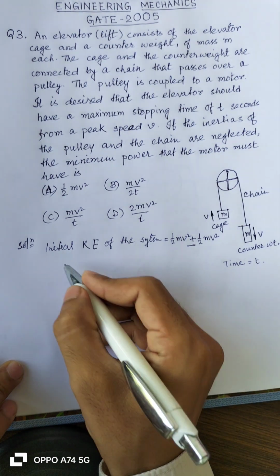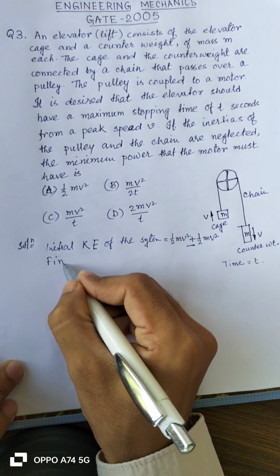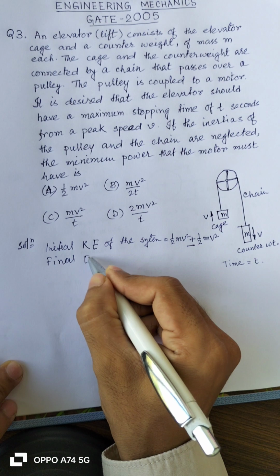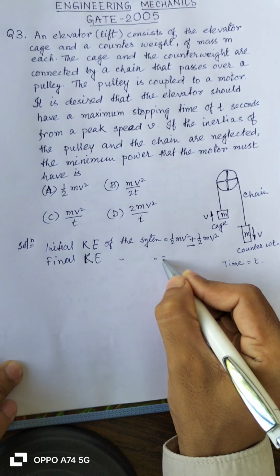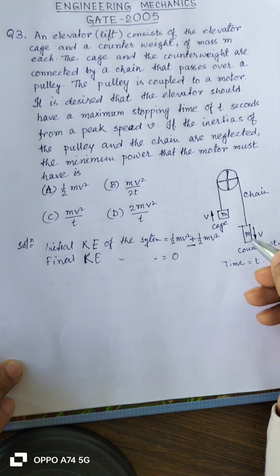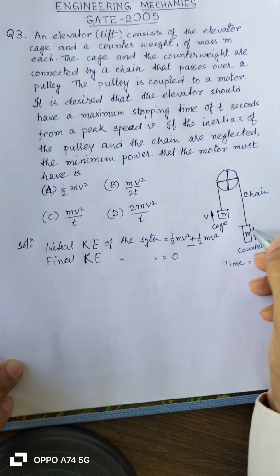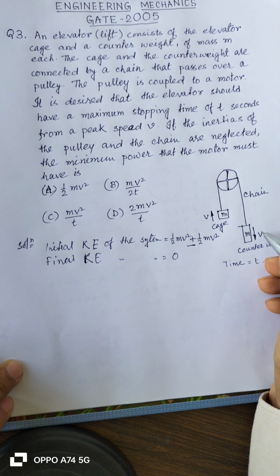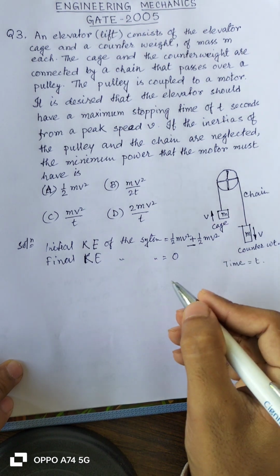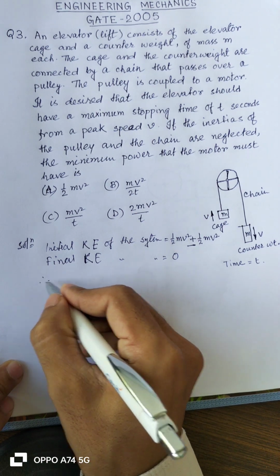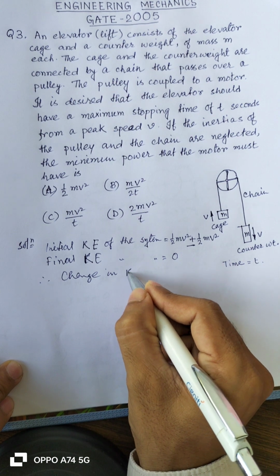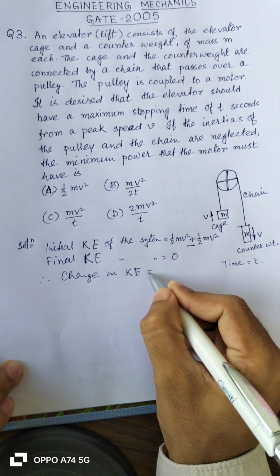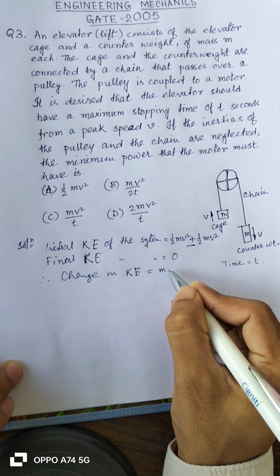Now the final kinetic energy of the system is 0, because we have to bring the system to rest. Rest means v is equal to 0, so it will be 0. So the change in kinetic energy is equal to mv square.